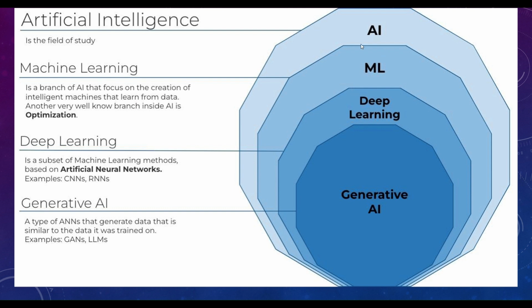AI is the field of study. In order to study AI, you will have to learn some of these components. Within AI, you have machine learning. ML is a branch of AI that focuses on creating machines that learn from data. Okay. Then we have deep learning. Deep learning is the subset of machine learning, and it is based on artificial neural networks. And then you have generative AI, which is the subset of deep learning. Again, it is a more advanced way of using artificial neural networks.